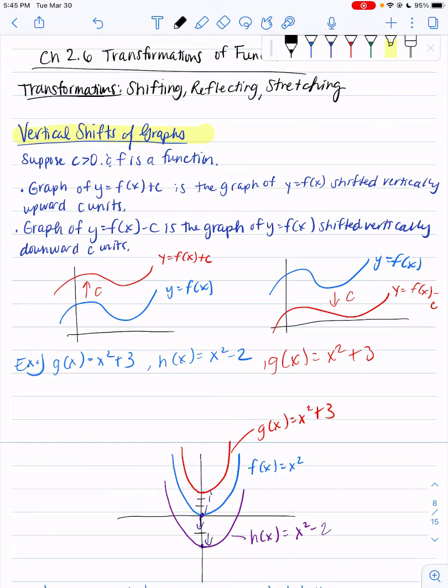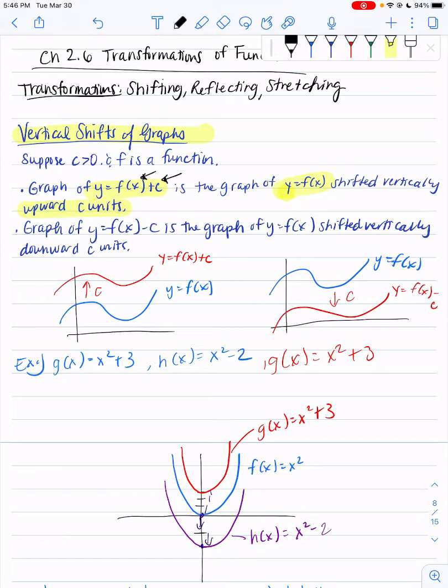We're going to say that c is just going to be some constant that's greater than 0, and f is going to be our function. So if we have f of x, y equals f of x plus c is going to be the graph of y equals f of x shifted vertically upwards c units. We can see that we have our f of x, or our y value, and we're adding c to it, so since we're adding, we're shifting vertically up c units.